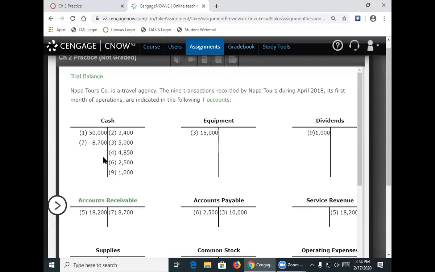So when I'm looking at doing a trial balance, again, a trial balance is a list of all my accounts and their ending balances. Do I have ending balances right now? No. But can I calculate them? Yes, I sure can.